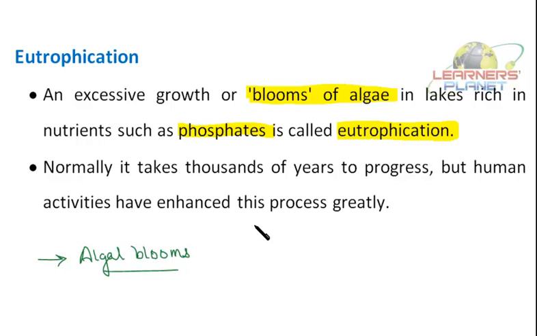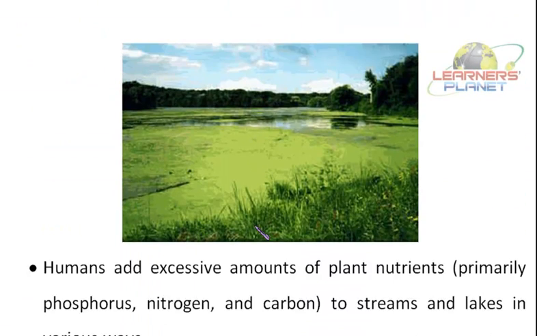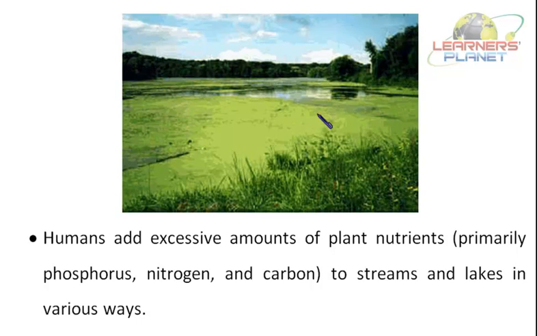So the algae may use up all the oxygen in the water. How? Let us see. Here you can see the picture which shows that it is full of algae, right? So this is one such picture which is depicting eutrophication. It is basically the algae may use up all the oxygen in the water, leaving none for other marine life, and this results in the death of many aquatic organisms such as fish, which need the dissolved oxygen in the water to survive.